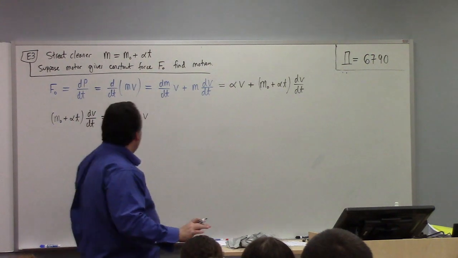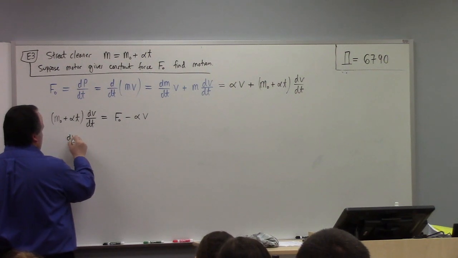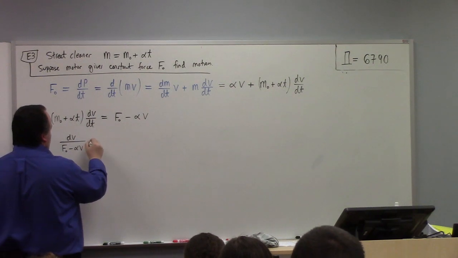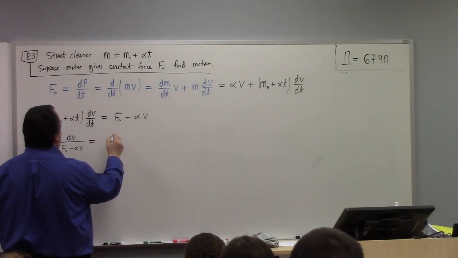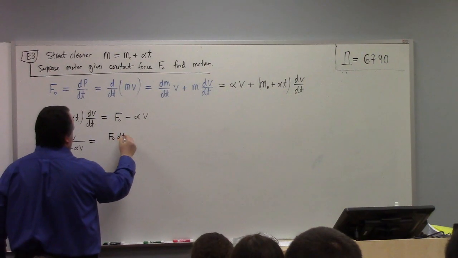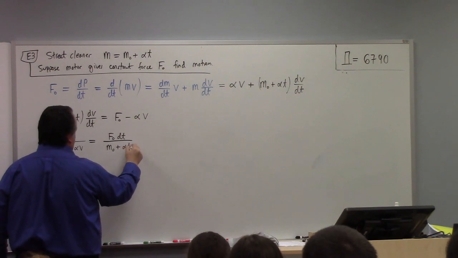Okay, so we can separate variables. Let me do that. So we've got dv over f naught minus alpha v equals dt divided by m naught plus alpha t.